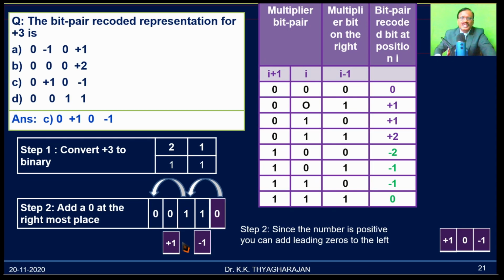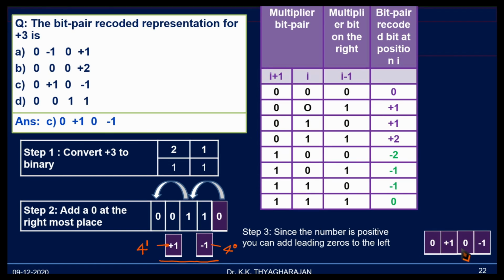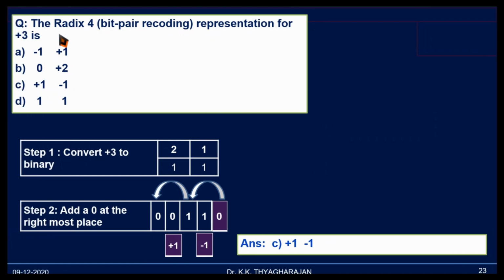You can put 0 in this place, that is here. Then you can put 0 here also. So the recoded value is 0 +1, 0 -1. Correct answer is C. But in bit pair recoding, this 0 is not needed. But when you are multiplying by this number, the summand should be shifted left by 2 bits, not 1 bit. Now let us see the next question.